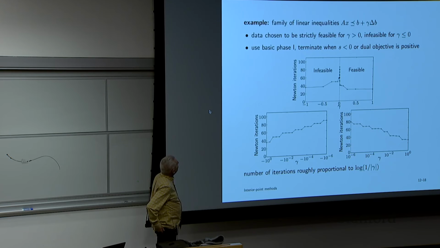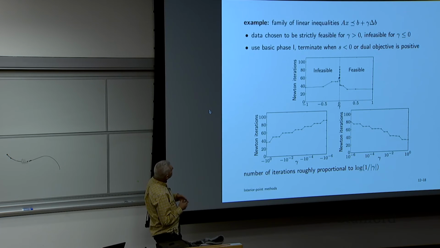Here's an example. So you have just a family of linear inequalities. So it's a polyhedron, but I have a parameter gamma, and it's chosen so that when gamma equals 0, the polyhedron collapses and has 0 volume. When gamma is negative, it's infeasible, and when it's positive, it's feasible, and you're just scaling the right-hand side, so the polyhedron is growing, right?